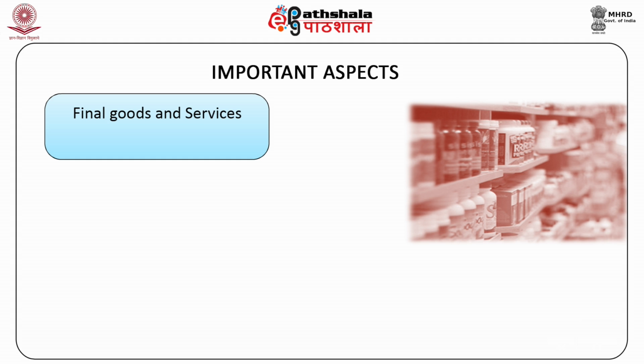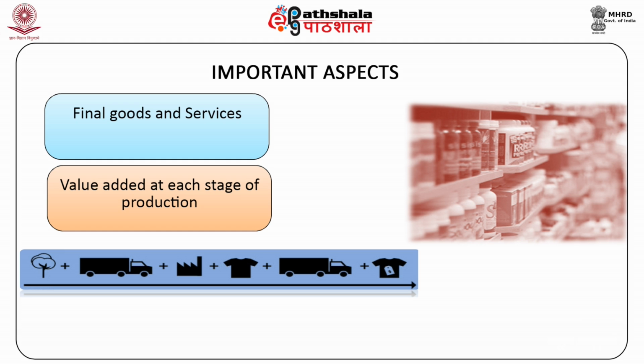Another is value added at each stage of production. The value added method computes GDP by adding the value added in the economy. The value added is defined as value of total production less the value of intermediate inputs used in production. To avoid the problem of double counting, value created at each stage may be added.